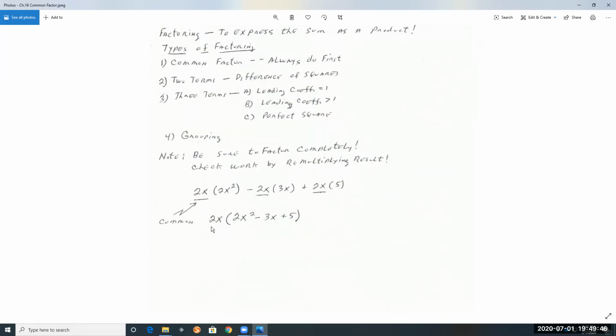I extract it, put a parentheses, and within the parentheses, I put the non-underlined quantities, 2x squared, minus 3x, and plus 5. If we were to distribute this, multiply it out, we should get back the original problem.